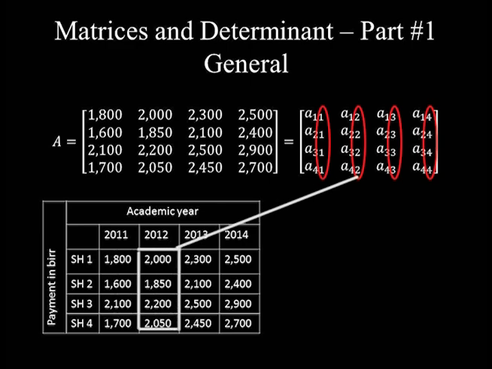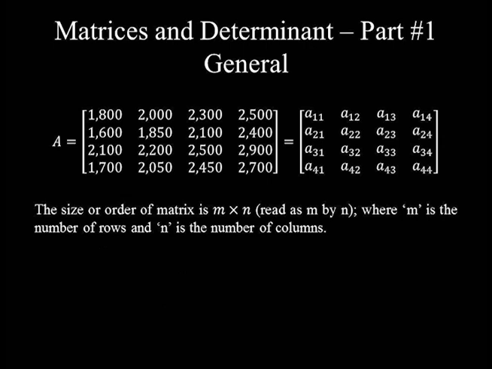Knowing this fact, let me introduce you to one new concept about matrices, that is the size or order of a matrix. The size or order of a matrix is m cross n, which is read as m by n, where m is the number of rows and n is the number of columns.